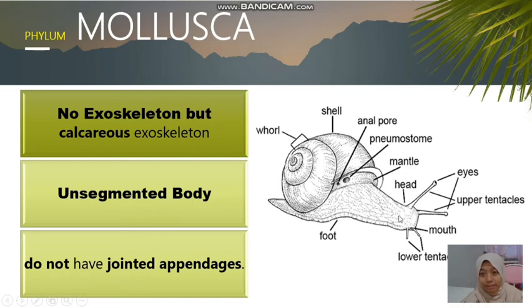It doesn't separate. For easy understanding, an appendage is something that you can simply pull. But tentacles, you cannot simply pull from the head of a snail because they are part of the head. So that is why the snail is not in the Arachnida. It has a special group name, which is Mollusca.